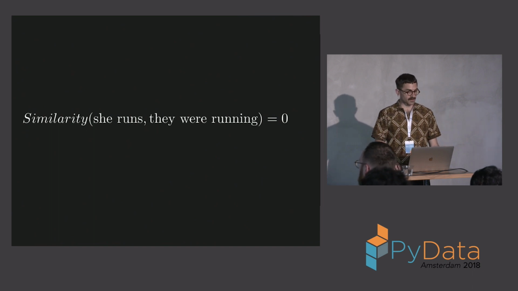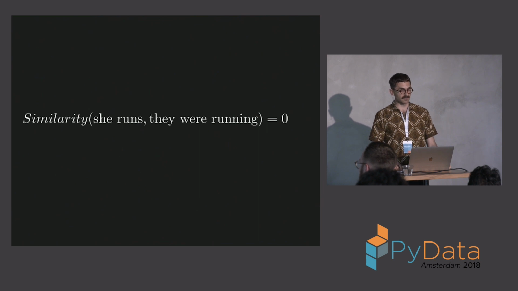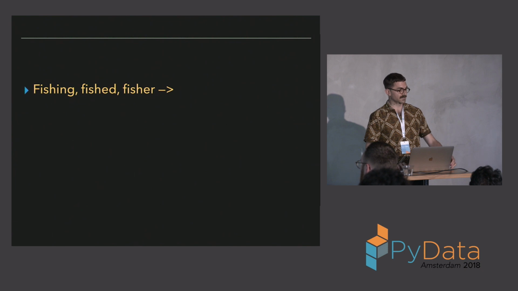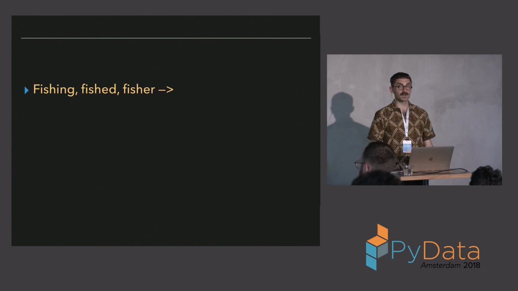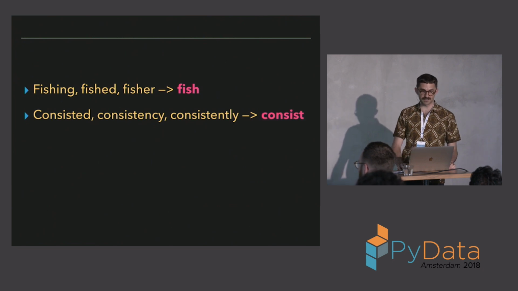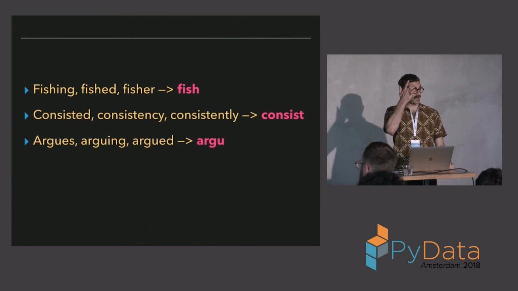So what we would like is some representation of both sentences where the verb appears in some common form, say run. And we can imagine lots of situations like this. For instance, fishing, fished, and fisher could all be represented by fish. Consisted, consistency, and consistently by consist. And argues, arguing, and argued by argue. Note that we don't actually require that that representation be an actual English word.